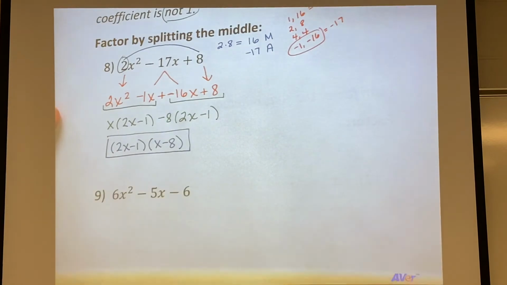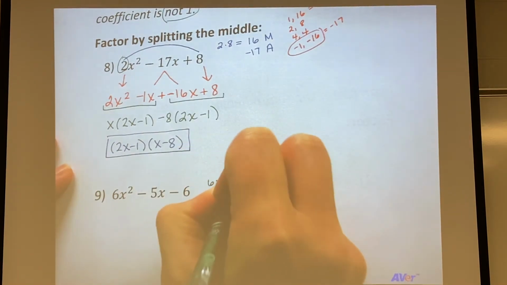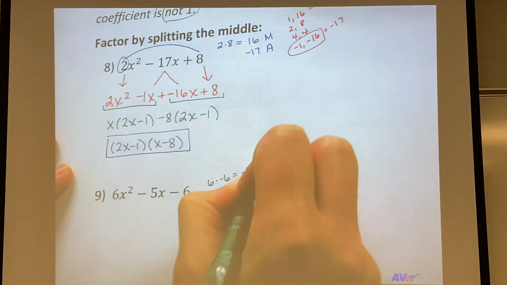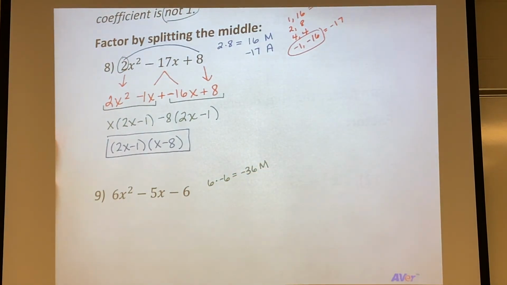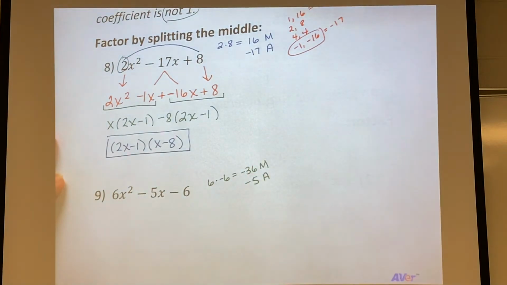So go ahead and write down number 9 and try that yourself. So take a minute, make sure you pause the video, and start from the beginning. Multiply the leading coefficient times the constant and work your way through. All right, so 6 times negative 6 equals negative 36. So I'm looking for something that multiplies to negative 36. And then it has to add to get a negative 5.